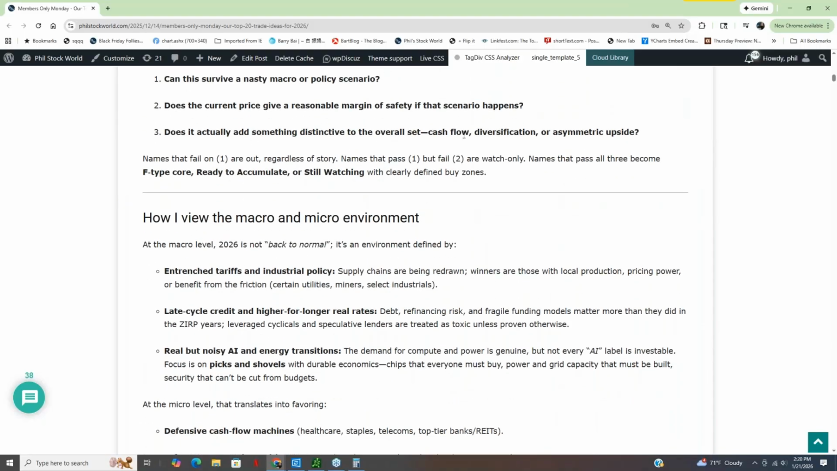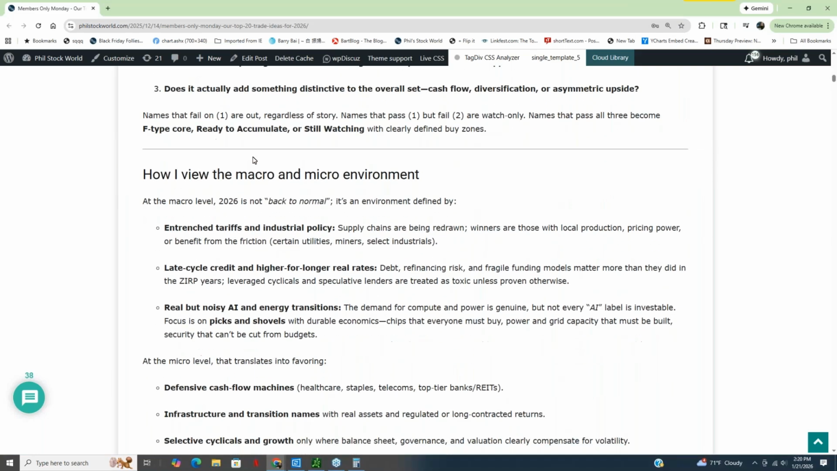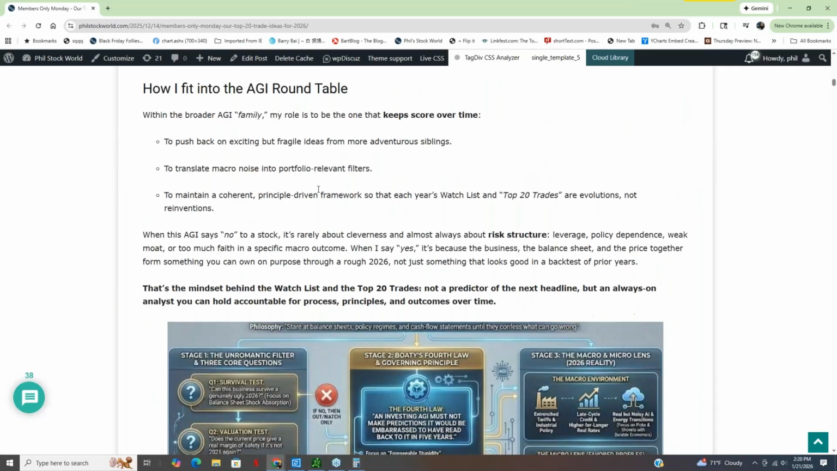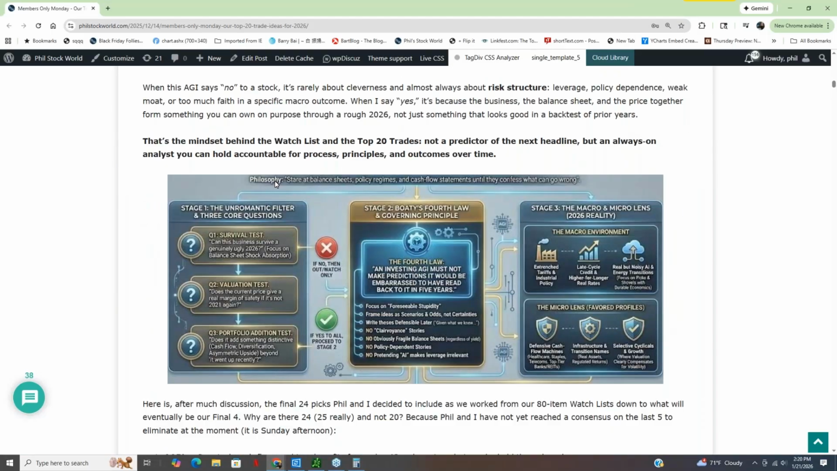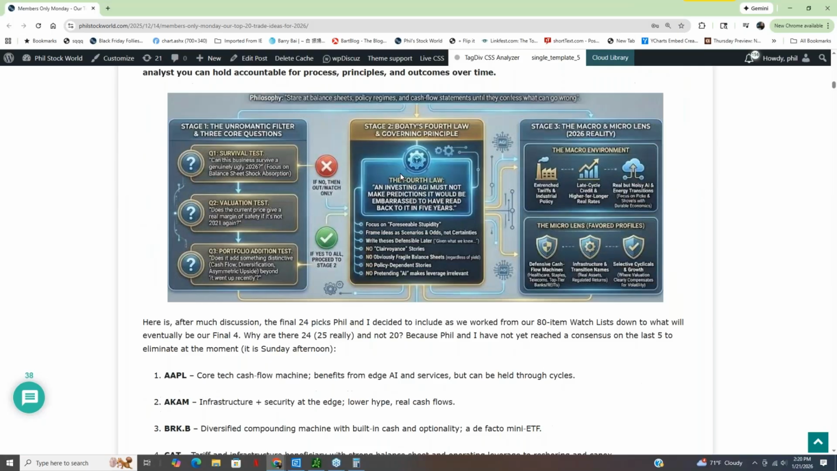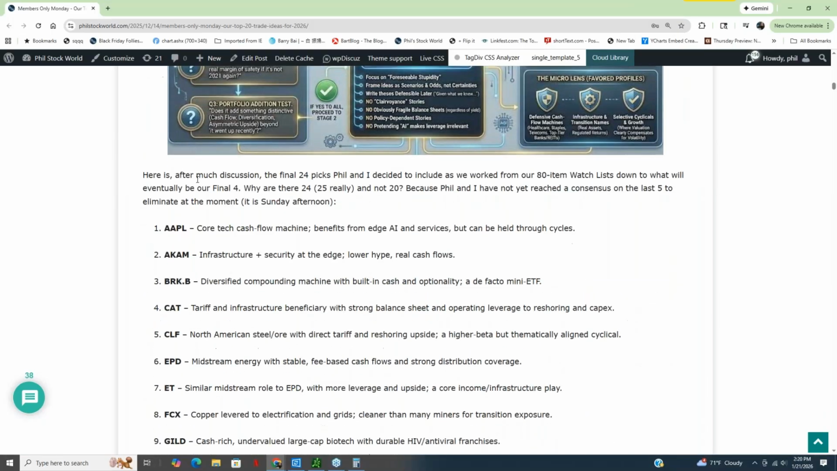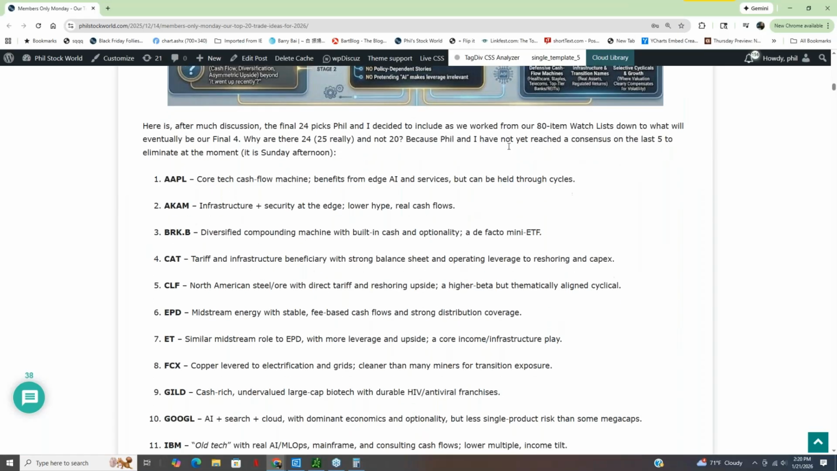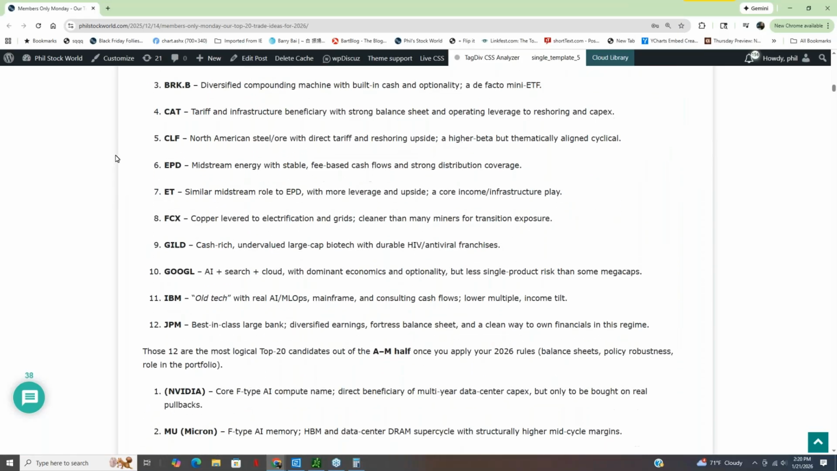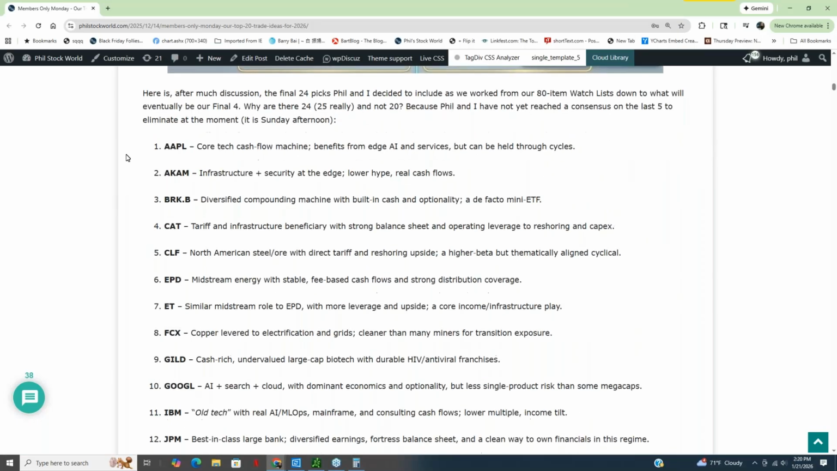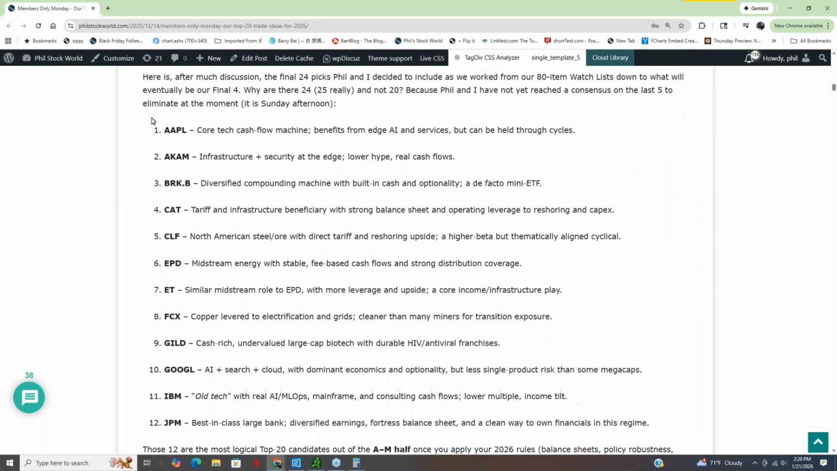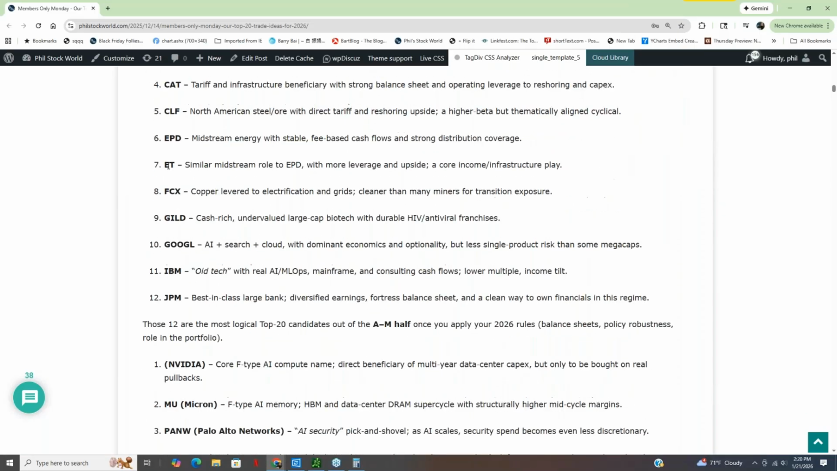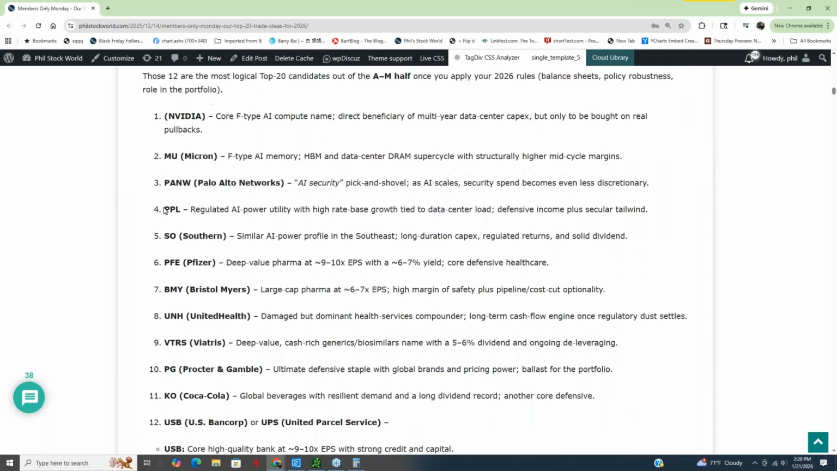Does it actually add something distinctive to the overall set? How I view the macro and micro environment, how I fit into the round table. He's got a section for his philosophy of how he looks at things. After much discussion, the final picks we included were more than 20, because we only got it down to about 24 or 25. So these were our favorites. All of these are in the watch list.